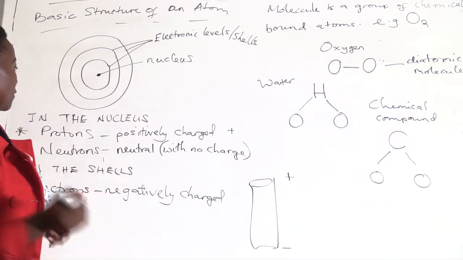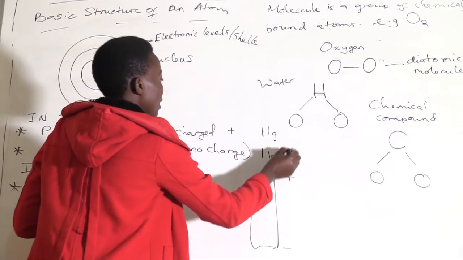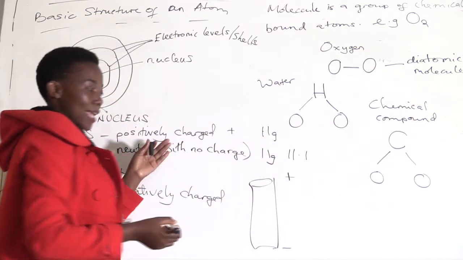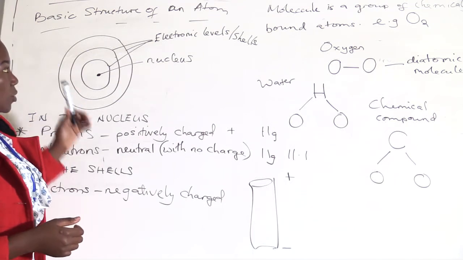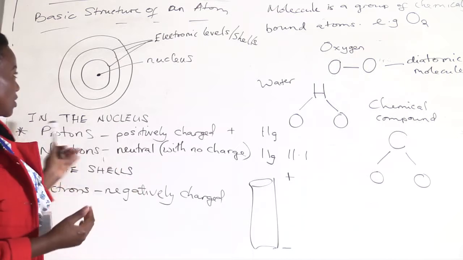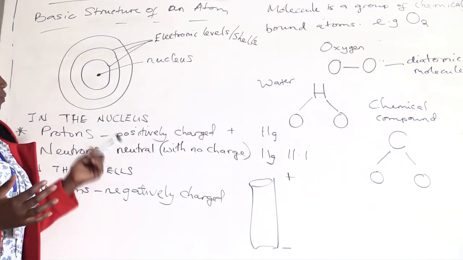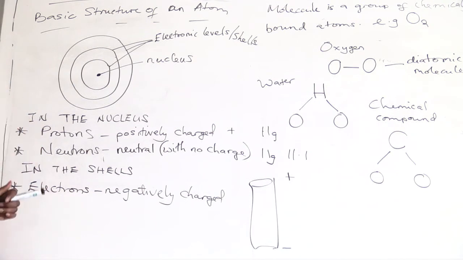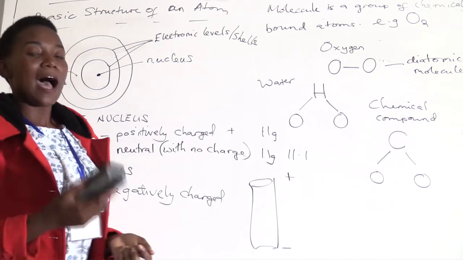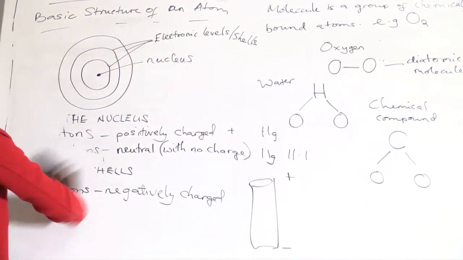So you expect that if this is 11 grams, this will also be 11 grams or maybe 11.1 or 2 grams, because they are slightly higher in mass than a proton. So now, how do we know how many electrons are found in the shells of an atom and how many protons and neutrons are found in the nucleus? We have different kinds of atoms and all atoms have different numbers. They have different numbers of electrons, neutrons and protons. Okay, so let's look at carbon.